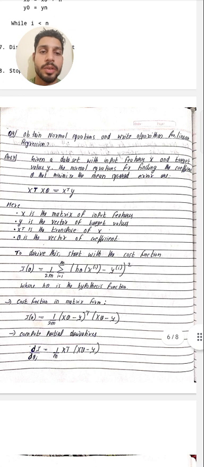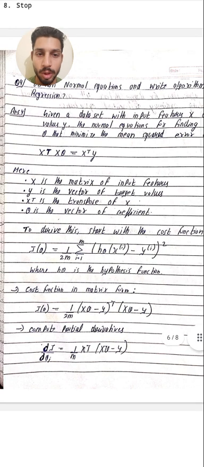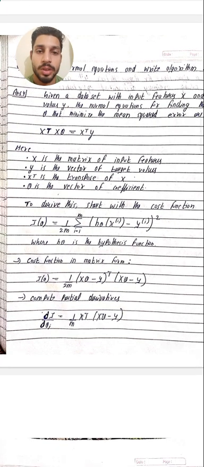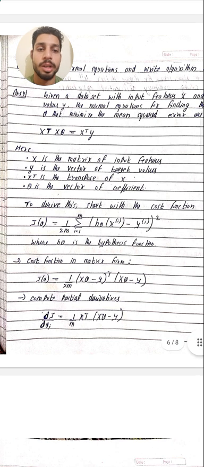Given a data set with input features x and target values y, the normal equation for finding the coefficient theta that minimizes the mean square error is this. We have to derive this. In this normal equation, X is the matrix of input features, y is the vector of target values, X transpose is the transpose of X, and theta is the vector of coefficients.